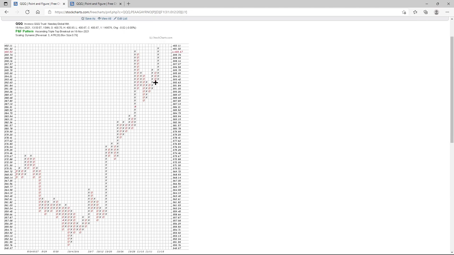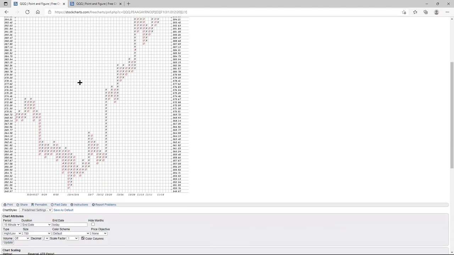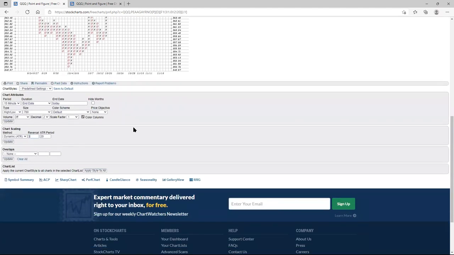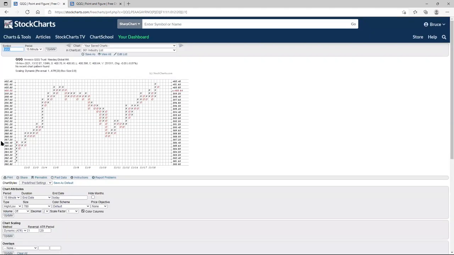And now it's built a cause and now it's running back up to the highs. It's made a slightly higher high right here. This is really interesting. So now we have three box reversal. What happens if we change to one box reversal, ATR scaling, and you need to just fool around with this.